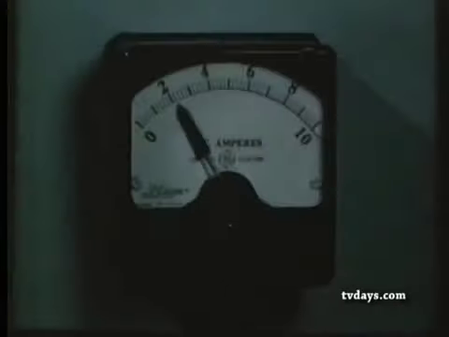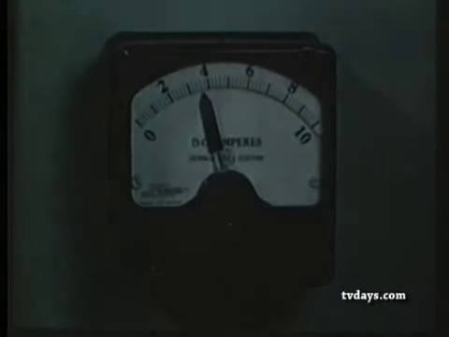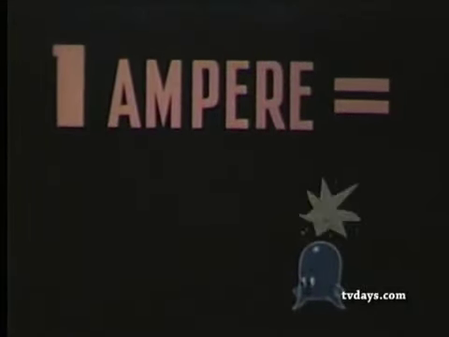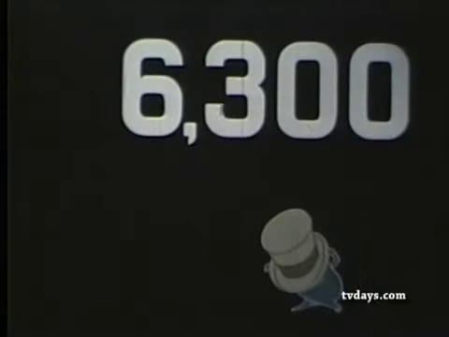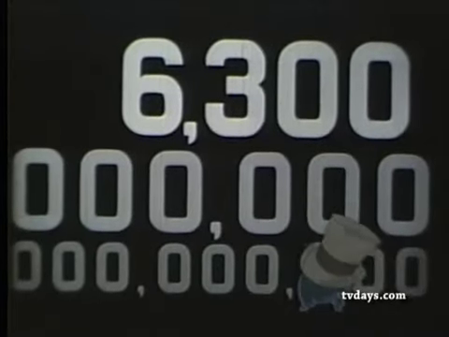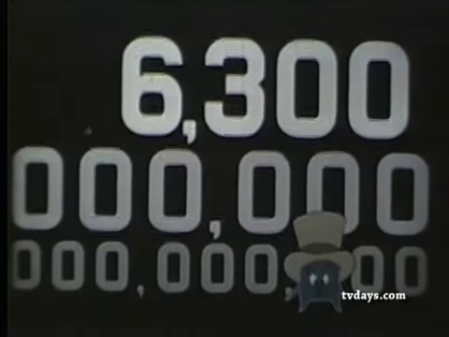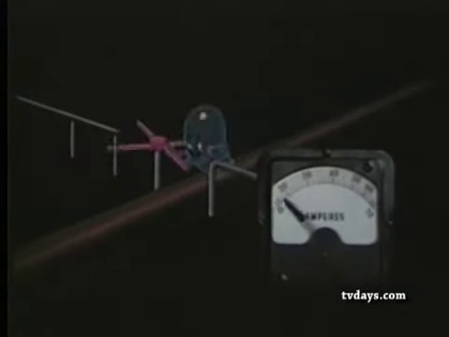The unit of electric current is the ampere. 1 ampere represents, now hold on to your hat, 6,300,000,000,000,000,000 electrons passing any given point in 1 second. Current, or amperage, then, is the number of electrons that pass a given point in a given time.